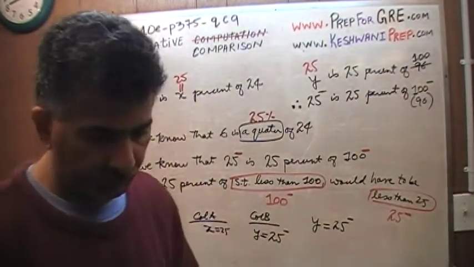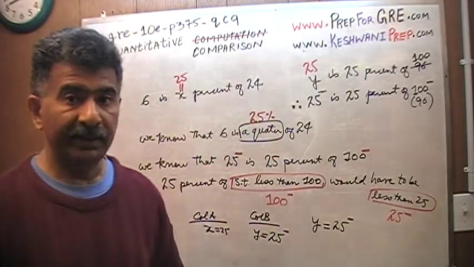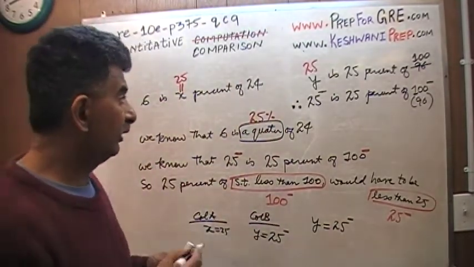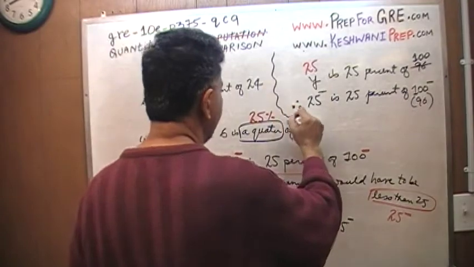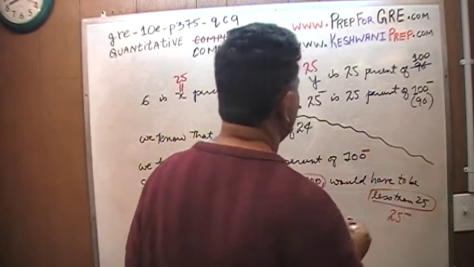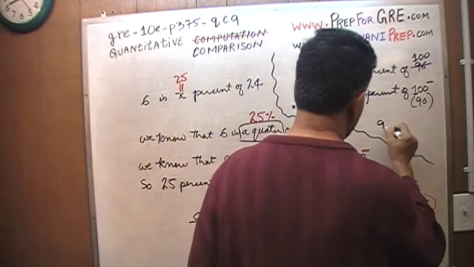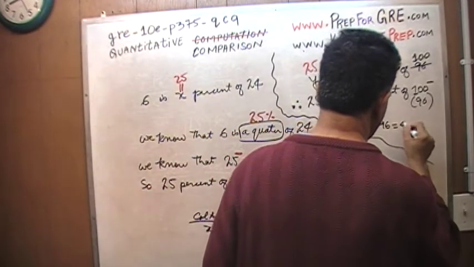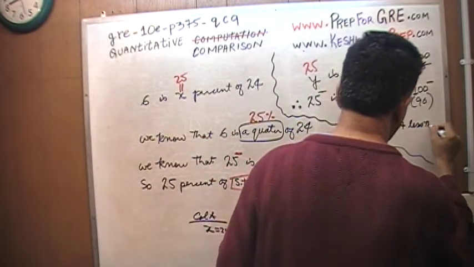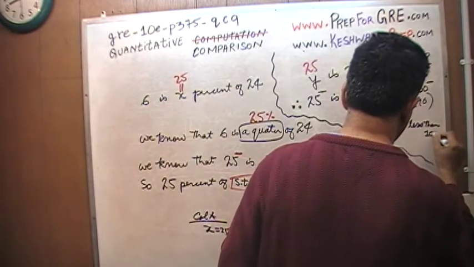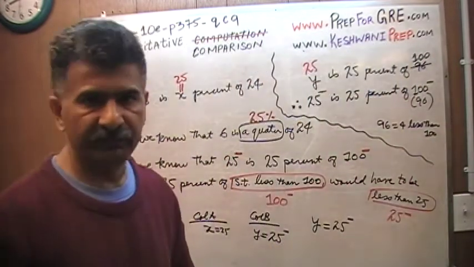Do you understand? But of course we are making too much fuss about nothing at all, because what you should have realized from the very beginning is that 96 is simply 4 less than 100.